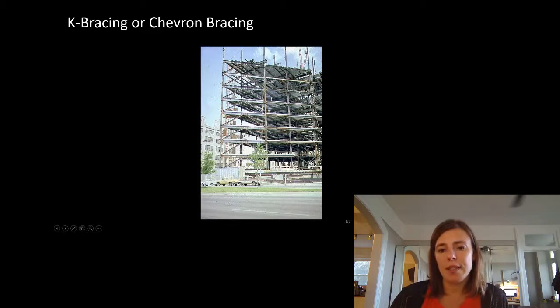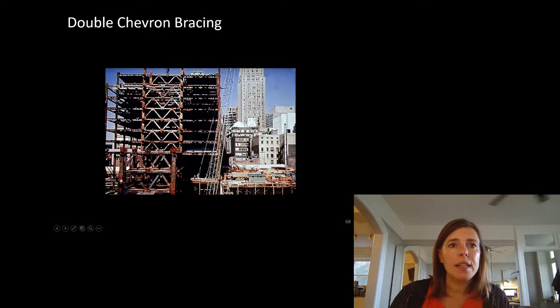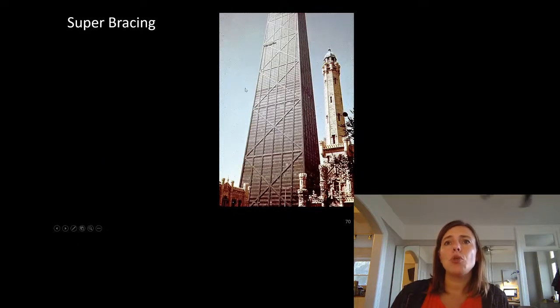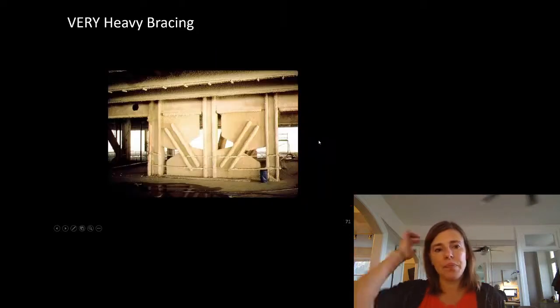Similar to trusses, bracing systems can have different names. There's K bracing and chevron bracing. So you can see we have these, double chevron bracing, V bracing, super bracing. So this is where that little bit there and that little bit there is the bracing for that floor. That little bit there and that little bit there is the bracing for that floor. But overall, you end up with a visible X bracing system.